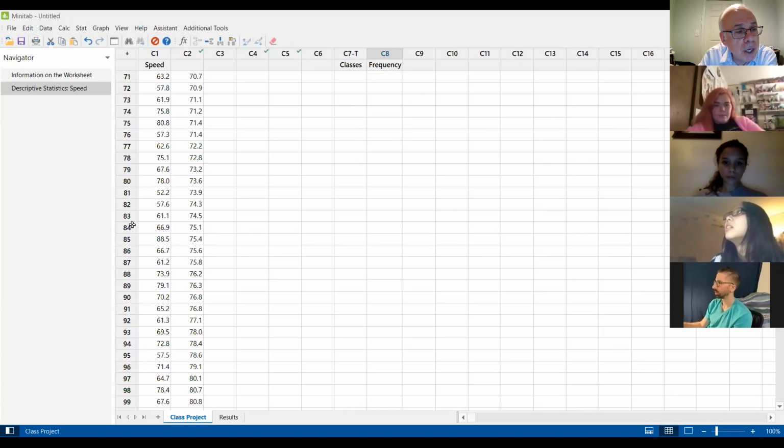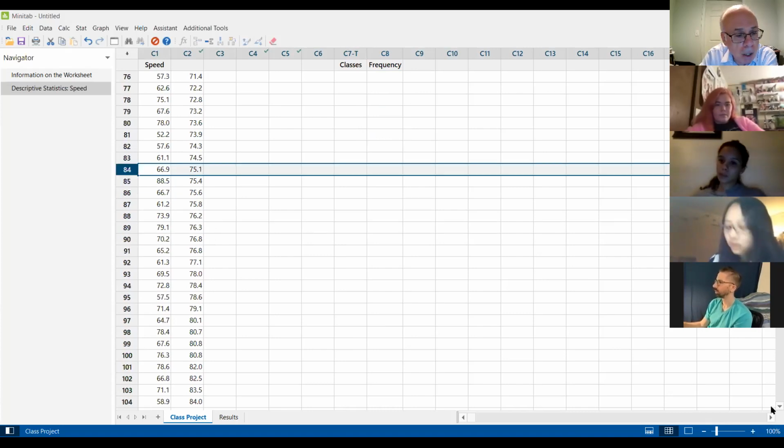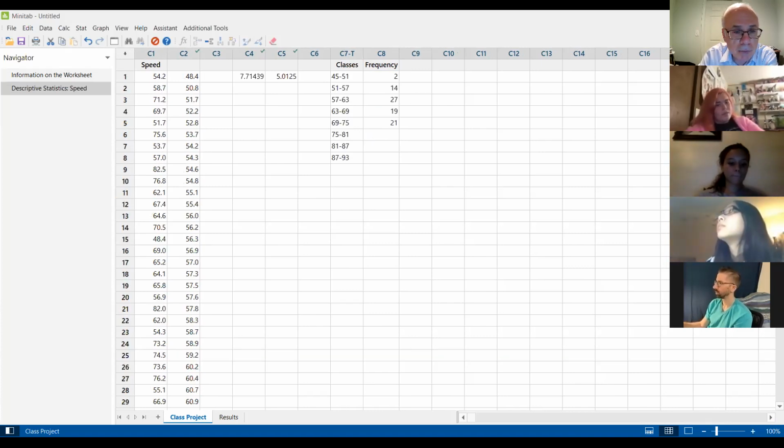All right, starts at row 84, right? 75 to 81. Row 84 to row 100. Am I right? Mm-hmm. 100 minus 84, so that's 16 plus 1 is 17. Is that right? Yes.